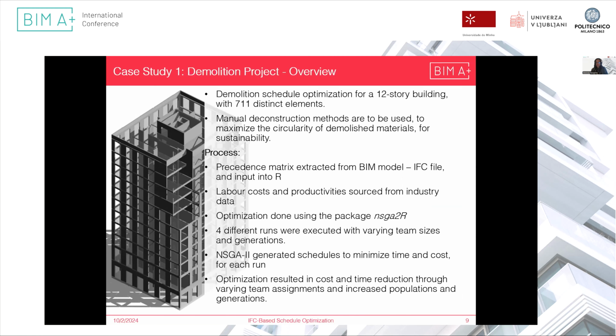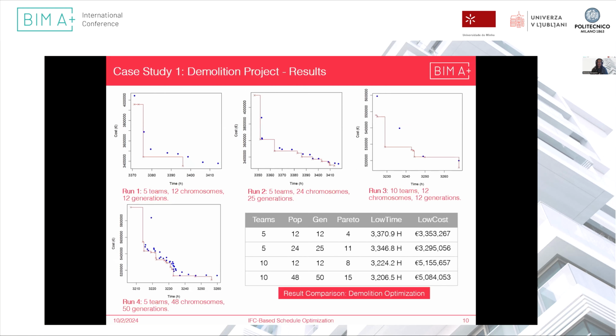So the precedence matrix was extracted from the BIM model and input into R, labor costs and productivity were sourced from industry data, and then NSGA2R was the package used within R to do this optimization. Four different runs were executed and schedules generated, as you will see. Okay, so the first run that we did had 5 teams with 12 chromosomes and 12 generations.